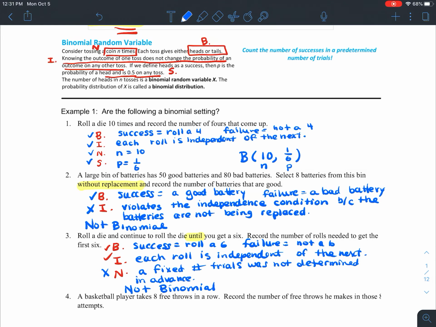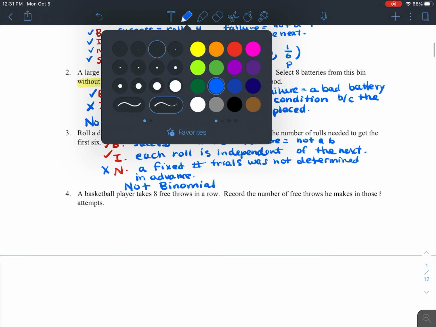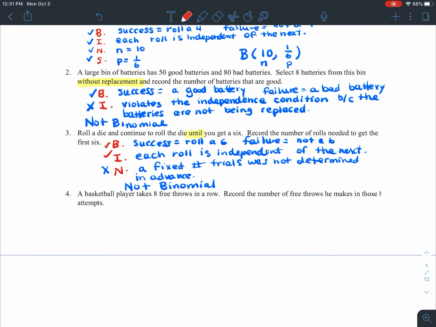And then our last one here at the bottom is talking about a basketball player. It mentions that a basketball player takes 8 free throws in a row. They're going to record the number of free throws that he makes in those 8 attempts. It feels like a success would be a made free throw, and a failure would be a missed shot. We'll just assume this here, but we have to state it though: each shot is independent of the next.